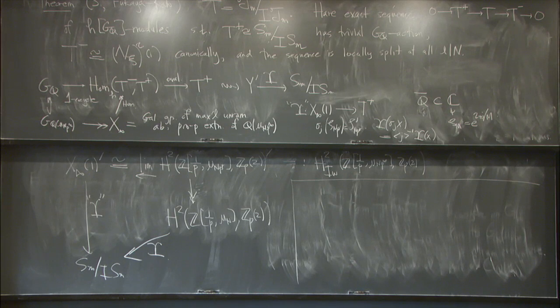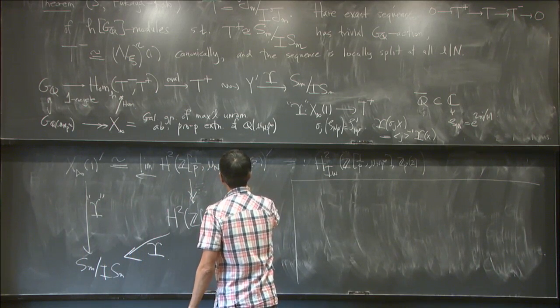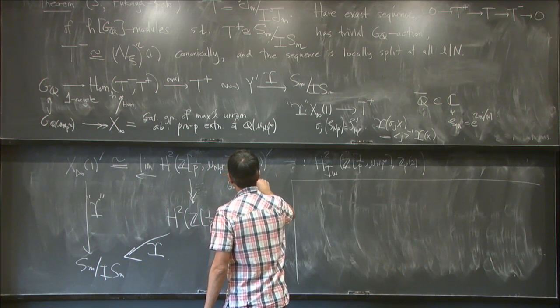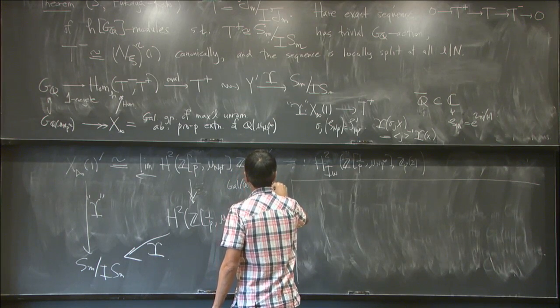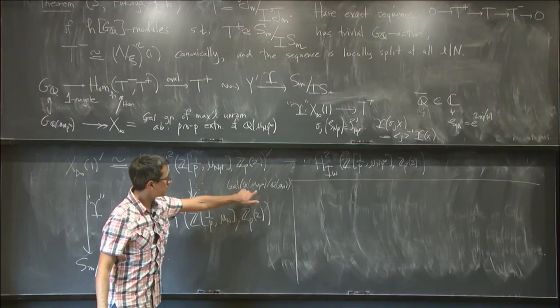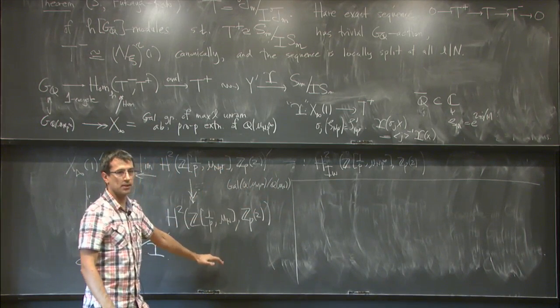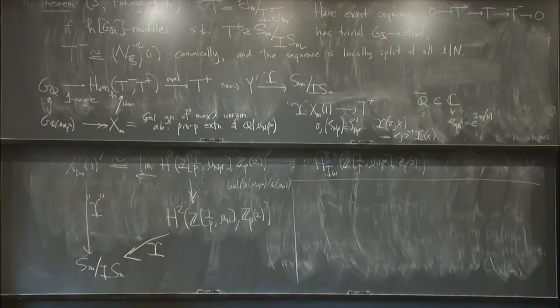So this is co-invariants under what? Co-invariants for Gal(Q(μ_n p^∞)/Q(μ_n)). Because we're descending from the level of Q(μ_n p^∞) to Q(μ_n), if I take the co-invariants for this group, this becomes an isomorphism. OK. So, the conjecture.